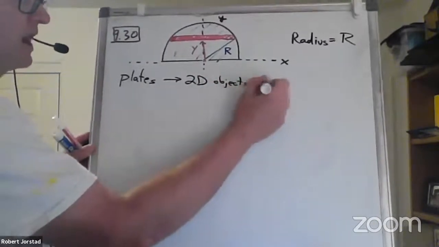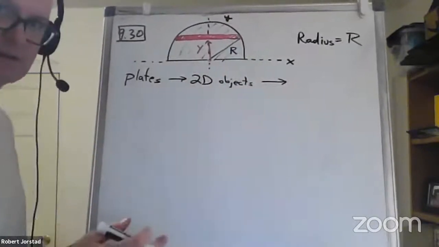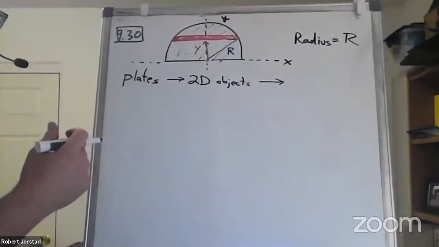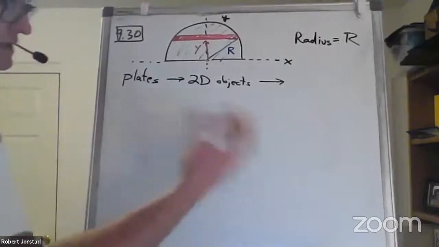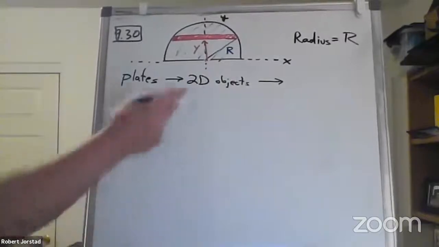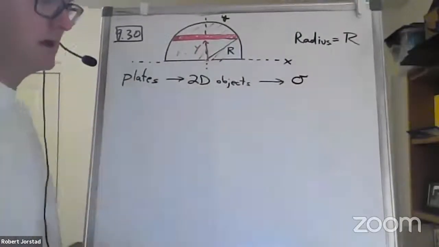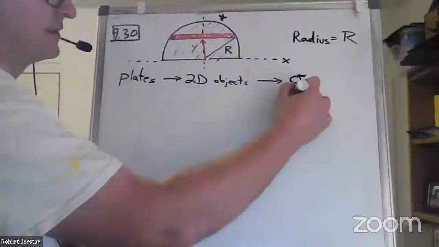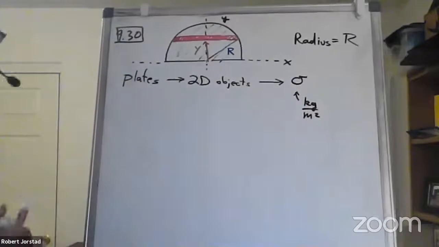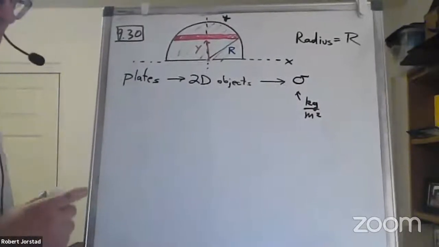So that means, should I be using lambda, kilograms per meter, sigma, kilograms per meter squared, or rho, kilograms per meter cubed as my density? Do I want lambda, sigma, or rho for a 2D? Sigma is correct, which has units of kilograms per meter squared. That's going to be the most convenient for this problem.